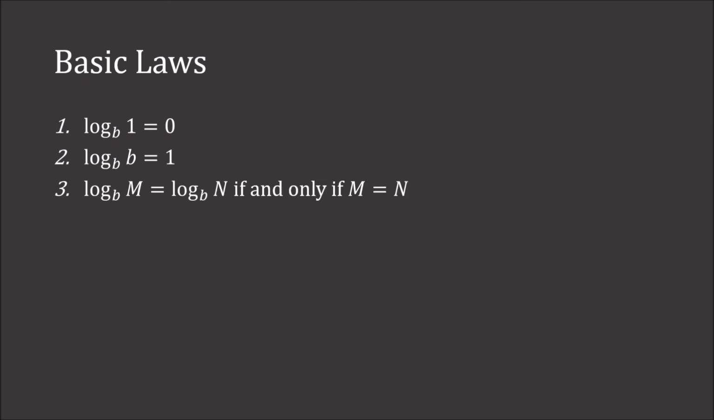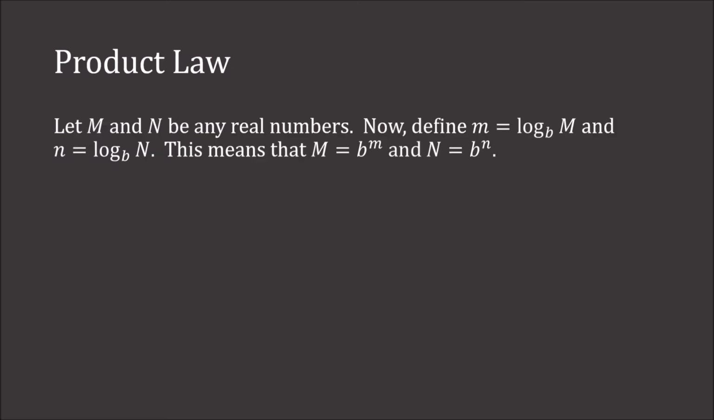And the third, log base b of m equals log base b of n if and only if m is equal to n. Now let m and n be any real numbers. Define little m to be log base b of big M and little n to be log base b of big N. This means that M is equal to b to the little m and N is equal to b to the little n. Right? This is by definition of the logarithm.